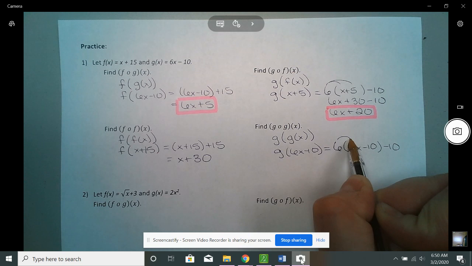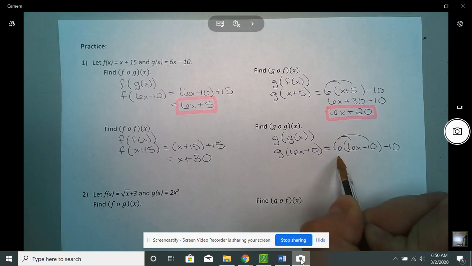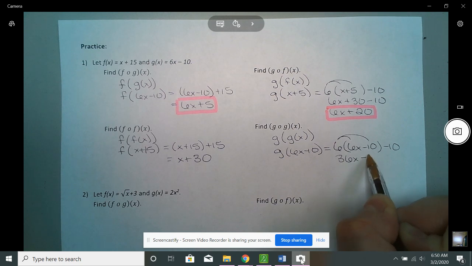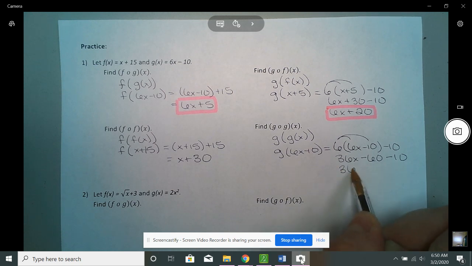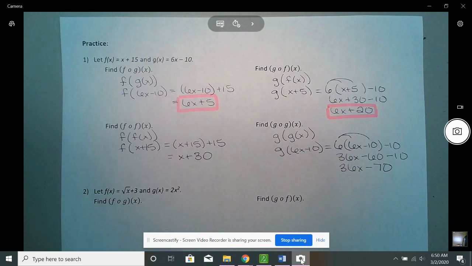So I'll need to distribute to simplify. 6 times 6 is 36. 6 times negative 10 is negative 60. Then I can combine like terms. Negative 60 minus 10 is negative 70.